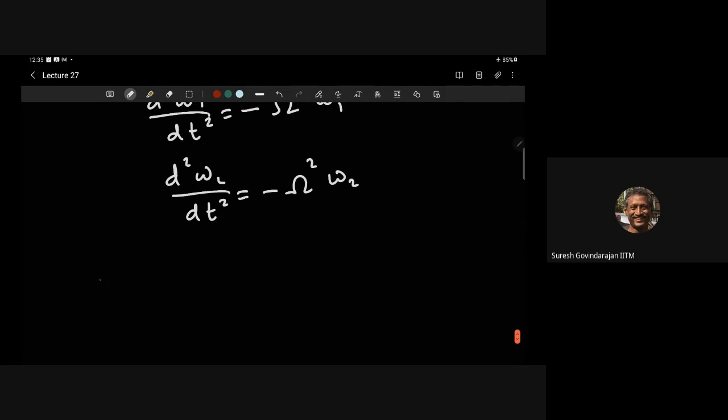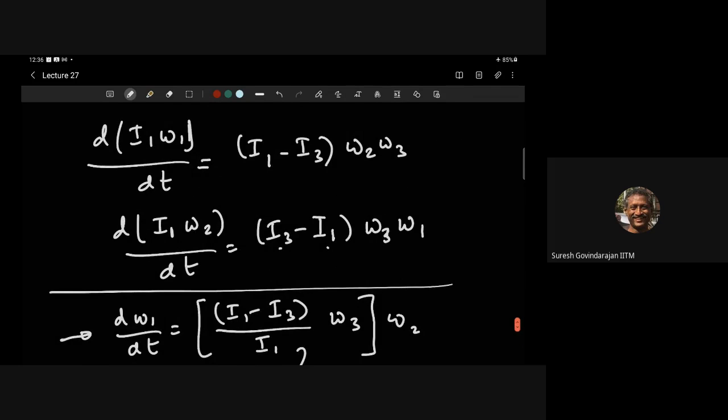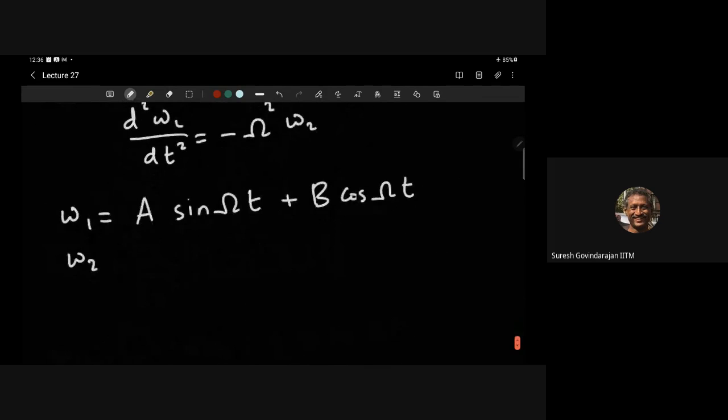So what this says is that omega 1 is equal to a sine omega t, with constants depending on the initial conditions, plus b cosine omega t. And for omega 2, we can use this form, it's just taking the derivative of this. So let's do that. Omega 2 is equal to d omega 1/dt times 1 over omega maybe.